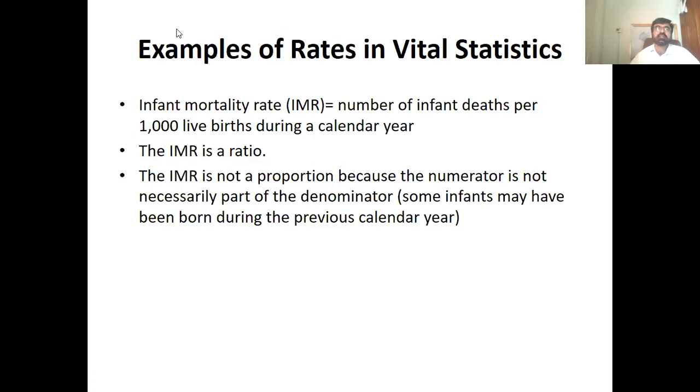Examples of rate in vital statistics. Infant mortality rate is an example of a rate: the number of infant deaths per 1,000 live births during a calendar year. So the numerator is not taken from the denominator. There are live births and there are deaths. The IMR is a ratio. The IMR is not a proportion because the numerator is not necessarily part of the denominator. Some infants may have been born during the previous calendar year.